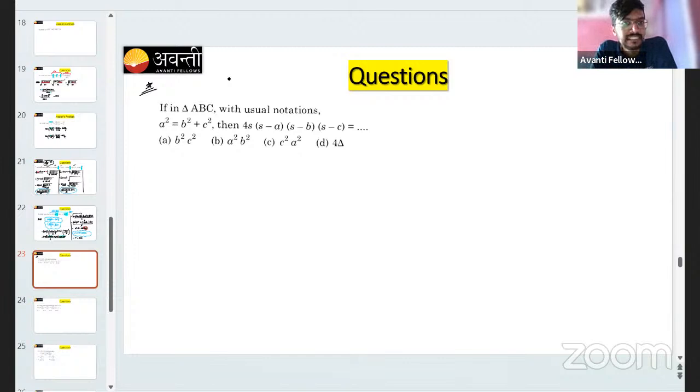It was asked in JEE. Chalo. What can we do here? Can someone give me a hint? Or someone wants to try? What can we do here? Anyone? Any opinion of yours will be a boost for me, a confidence booster for me.